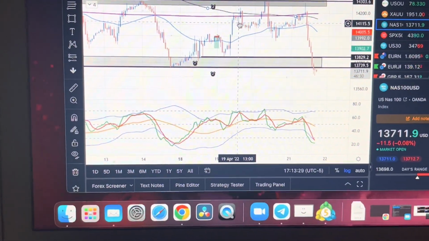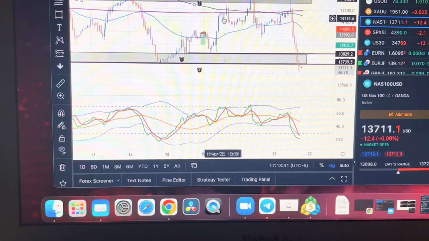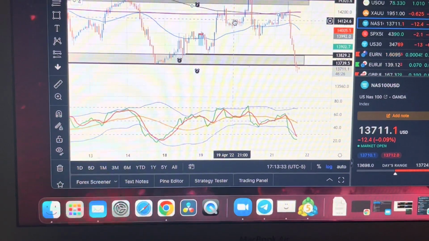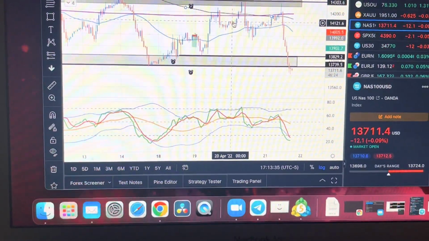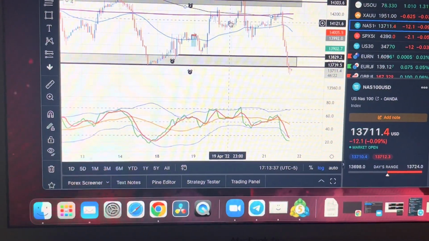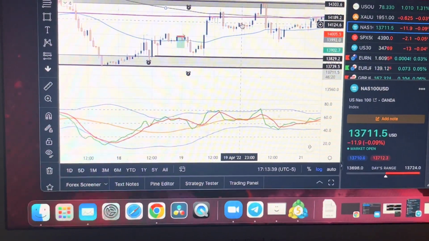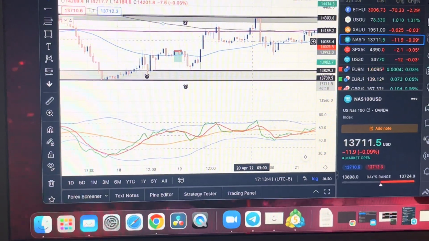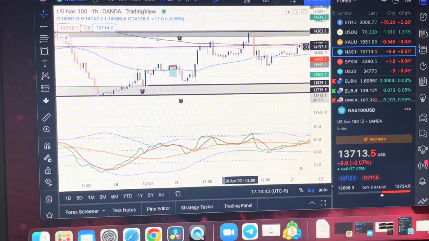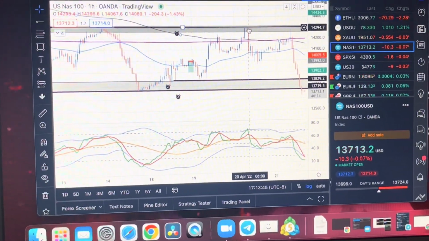Excuse me, guys. But it ended up breaking this low right here, and I ended up taking some more positions once it came back and retested it right here, and it looked like it was about to go down even more. So like, okay, let me enter for some more positions. That was what killed me on Nas.